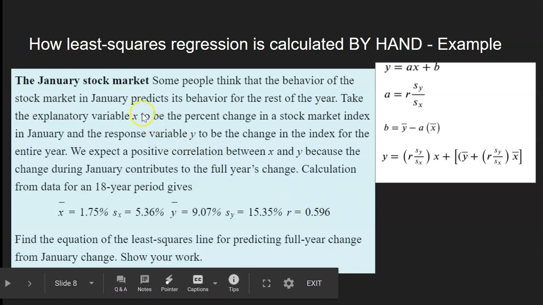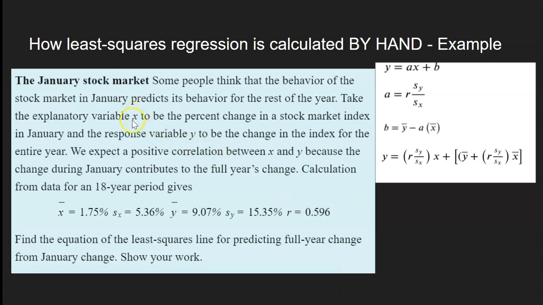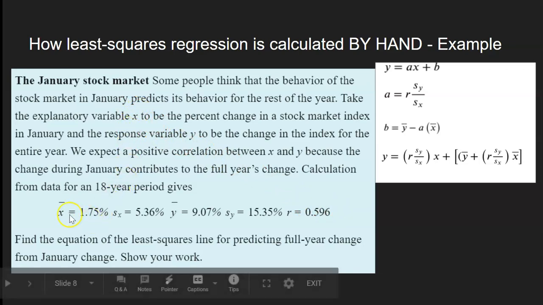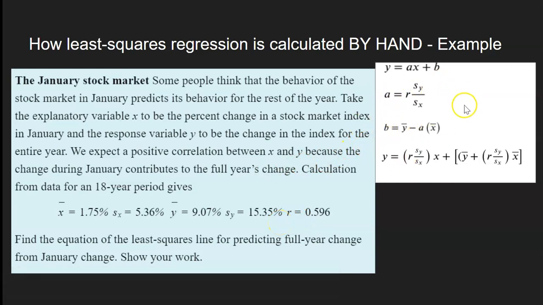Okay, so typically this is how these problems will go. When we ask you to manually calculate it, we will be giving you all of this information. Where x with a bar over it is the mean for the x values, which is this January change. The sx is the standard deviation here, same thing for y and sy, and finally r is your correlation. So if you know all of those things, you should have an easy time just plugging it into what we've given you here. So let's get to the very first problem.